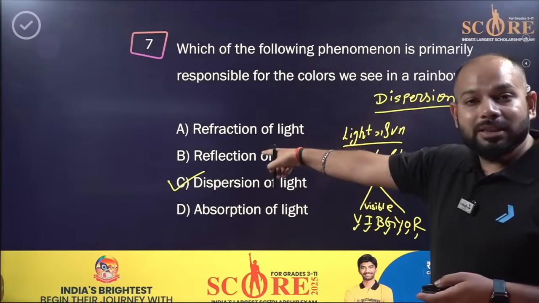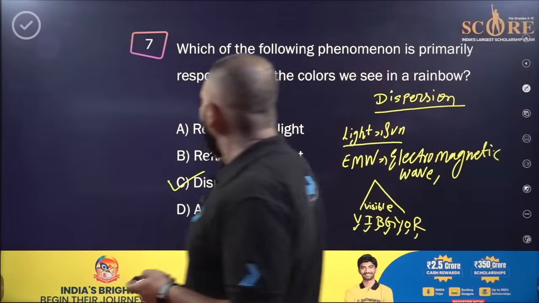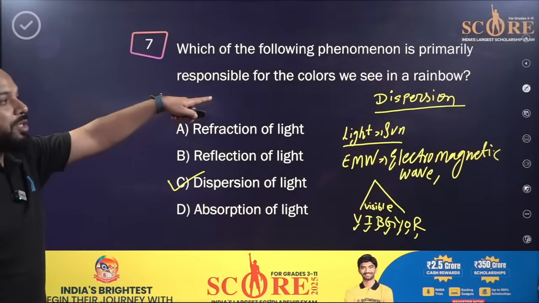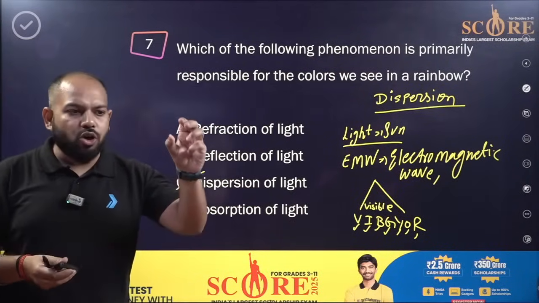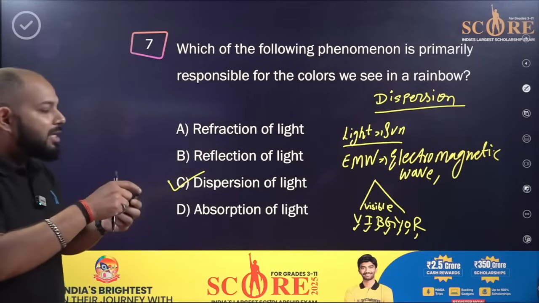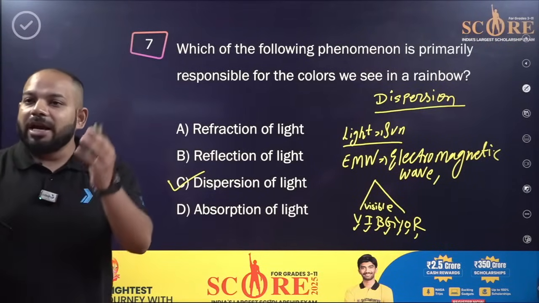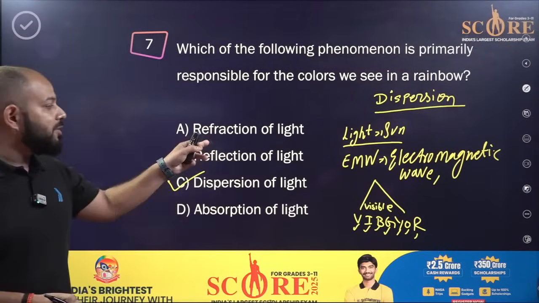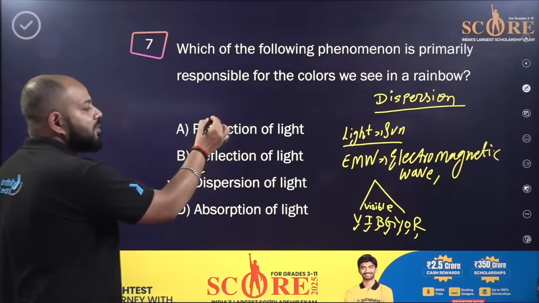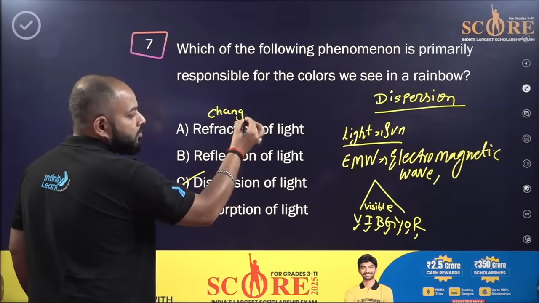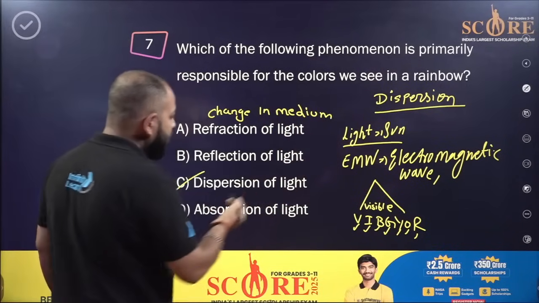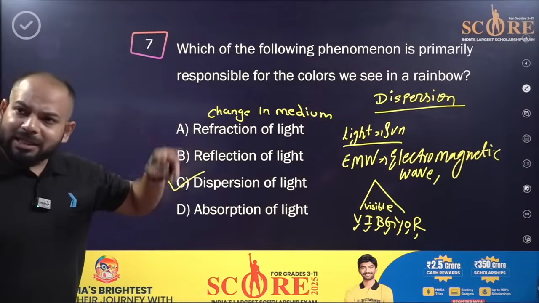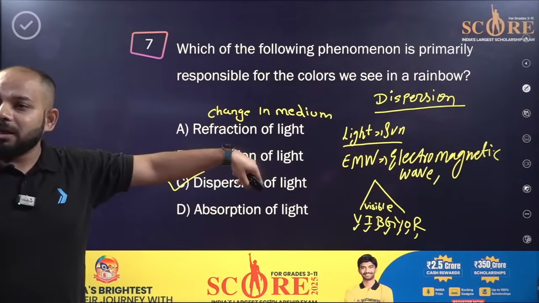Refraction occurs, yes. Bending of light also occurs in the rainbow formation, because when the light goes inside the small droplets of water, the medium changes, and when there is a change in medium, there is refraction. Change in medium gives you refraction. But when we talk about reflection, is reflection happening? Yes, that is also happening.